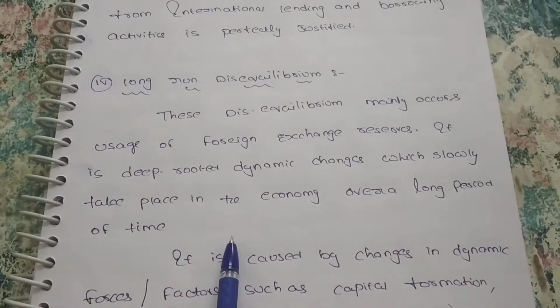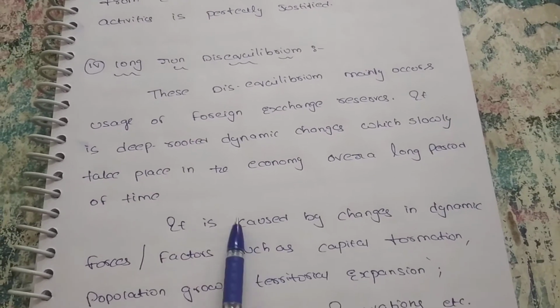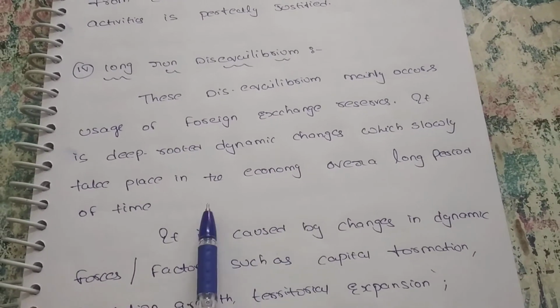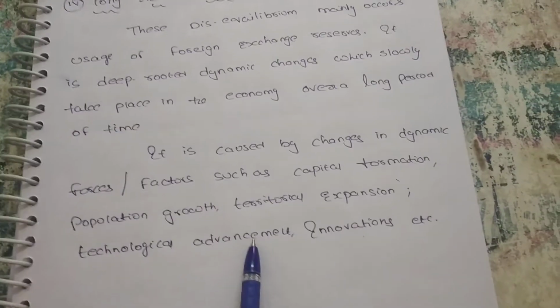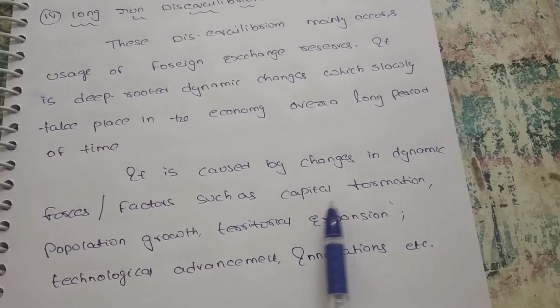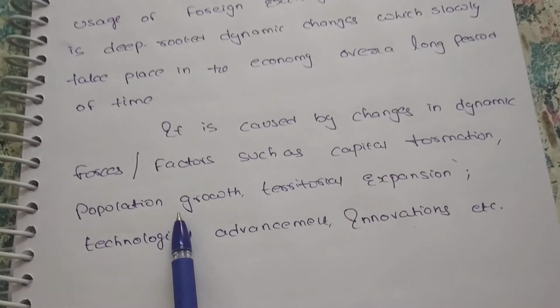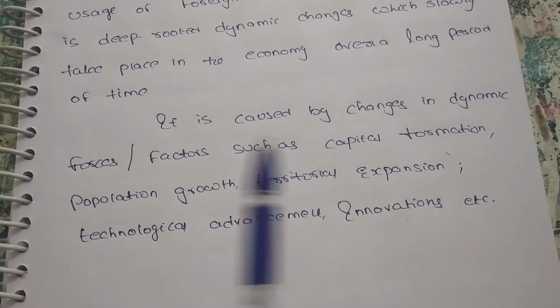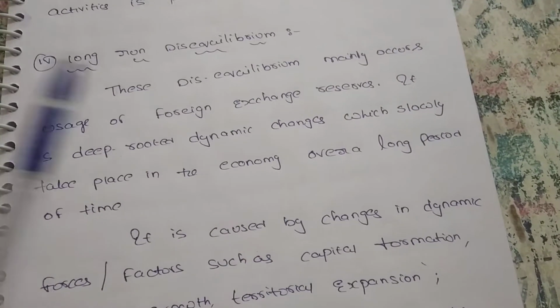For this reason, the long-run disequilibrium occurs. It does not occur fast; it takes time, and it occurs very slowly over a very long period of time. It is a deep-rooted dynamic change. What are the dynamic changes? Dynamic factors are changes such as capital formation, population growth, territorial expansion, technological advancement, and innovations. This is about the long-run disequilibrium.